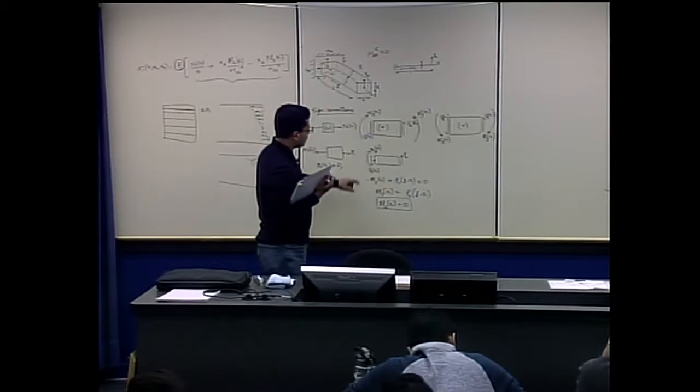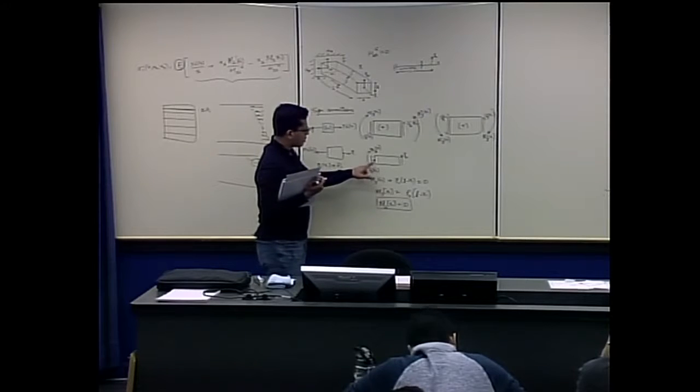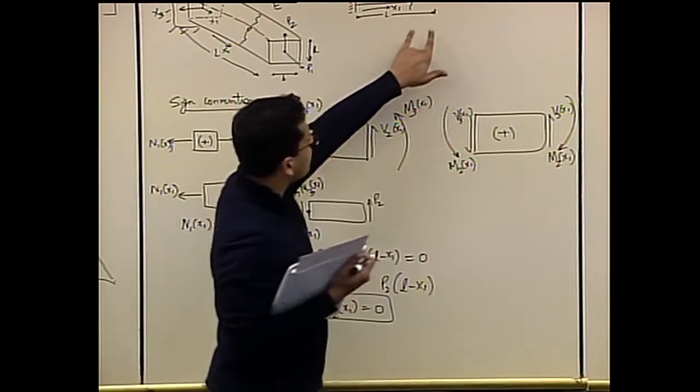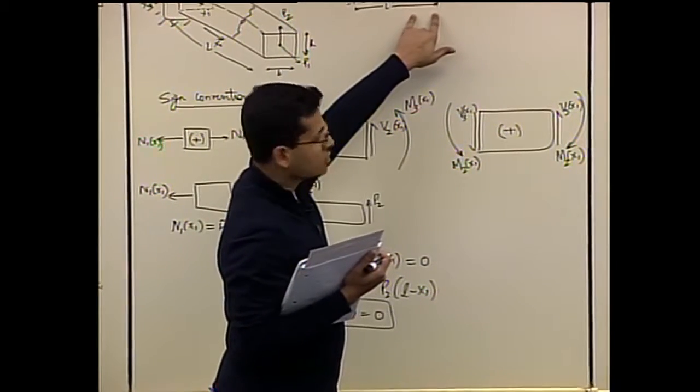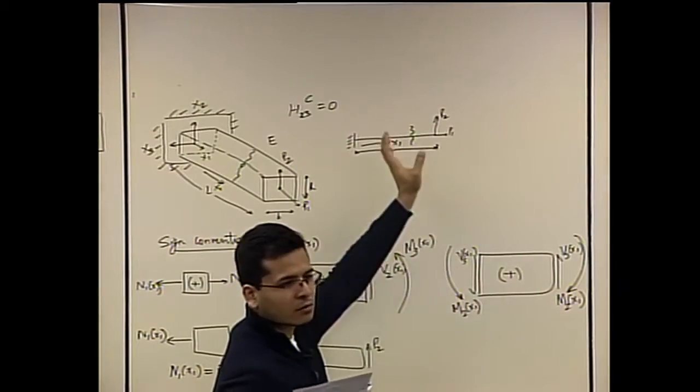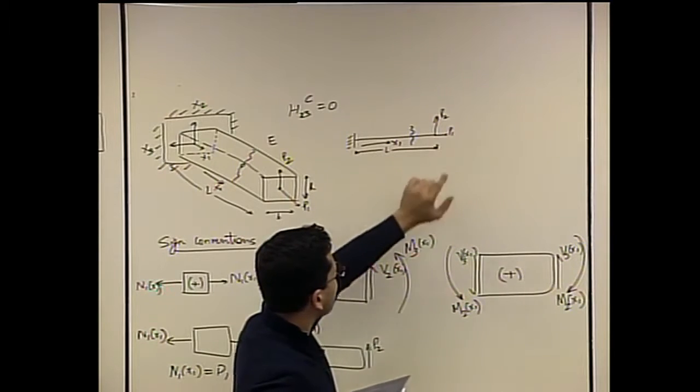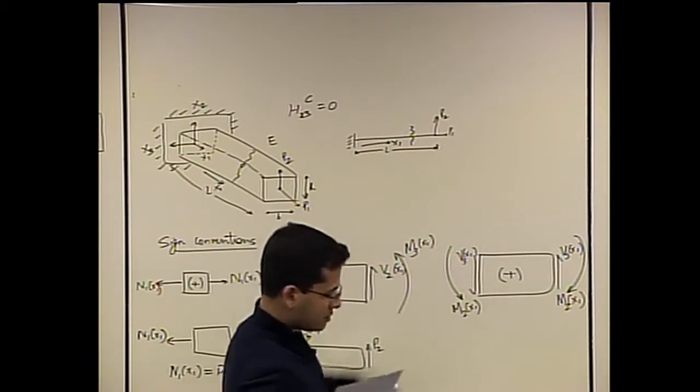So we are calculating moment about this point, and this is the portion which was cut out from this beam. So what's the lever arm for this force? It's L minus x1. Okay.